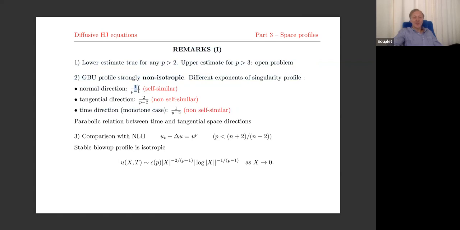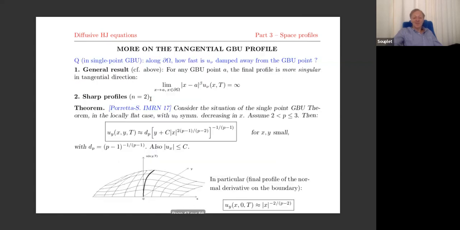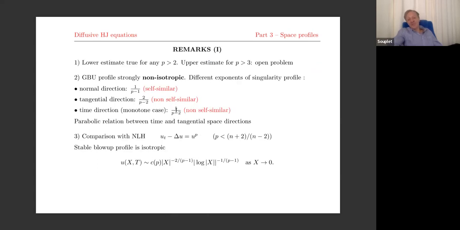In the normal direction, it's 1 over P minus 1. It's self-similar. In the tangential direction, it's 2 over P minus 2. So this is a number which appears here. Okay. And in the time direction, let's say for monotone in time solutions, it's 1 over P minus 2, which I already mentioned. And so the last two are non-self-similar, and the first one is self-similar. So it's a strange mixture of partial self-similar and non-self-similar behaviors, depending on the direction. Okay, now if you compare with the Fujita equation, the stable profile is completely isotropic. So it's a quite different situation.